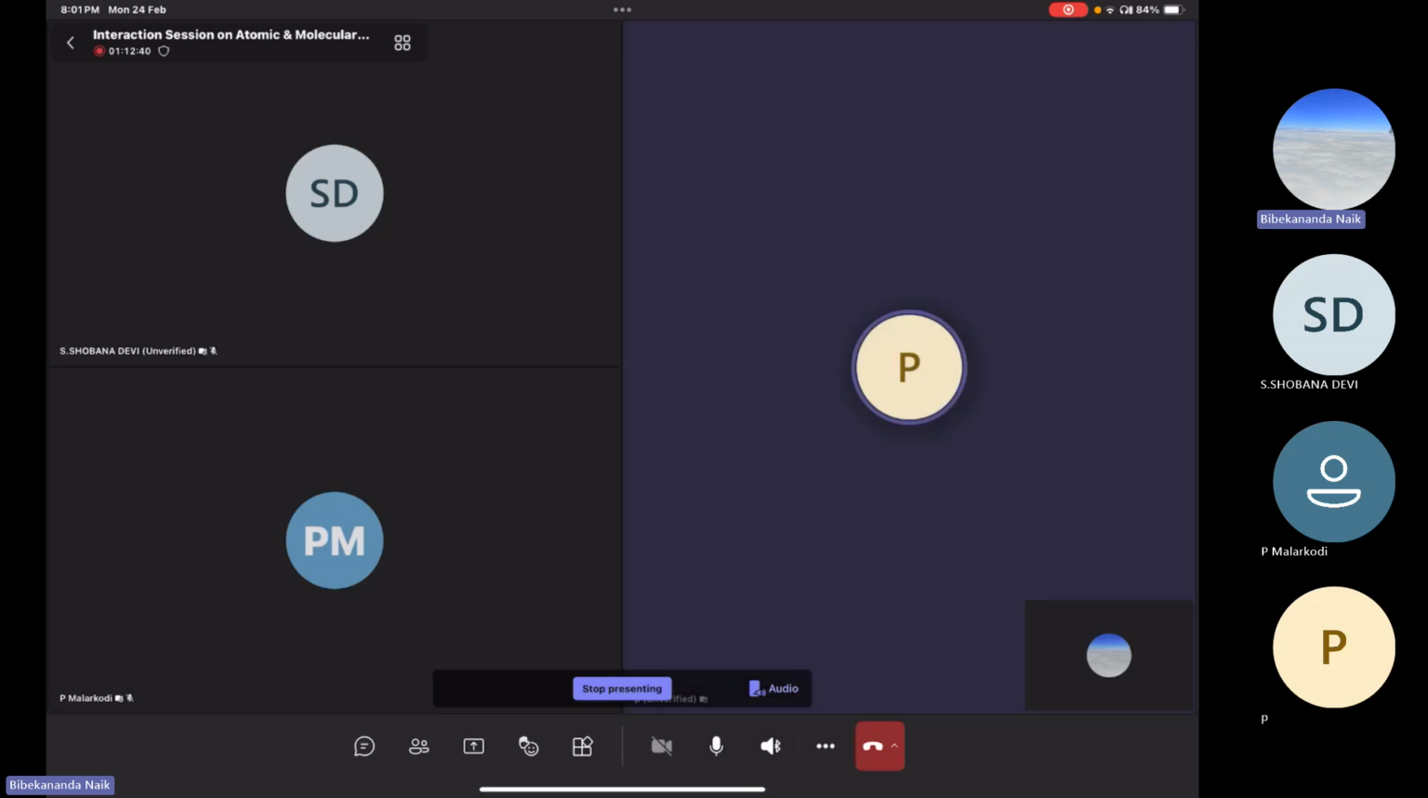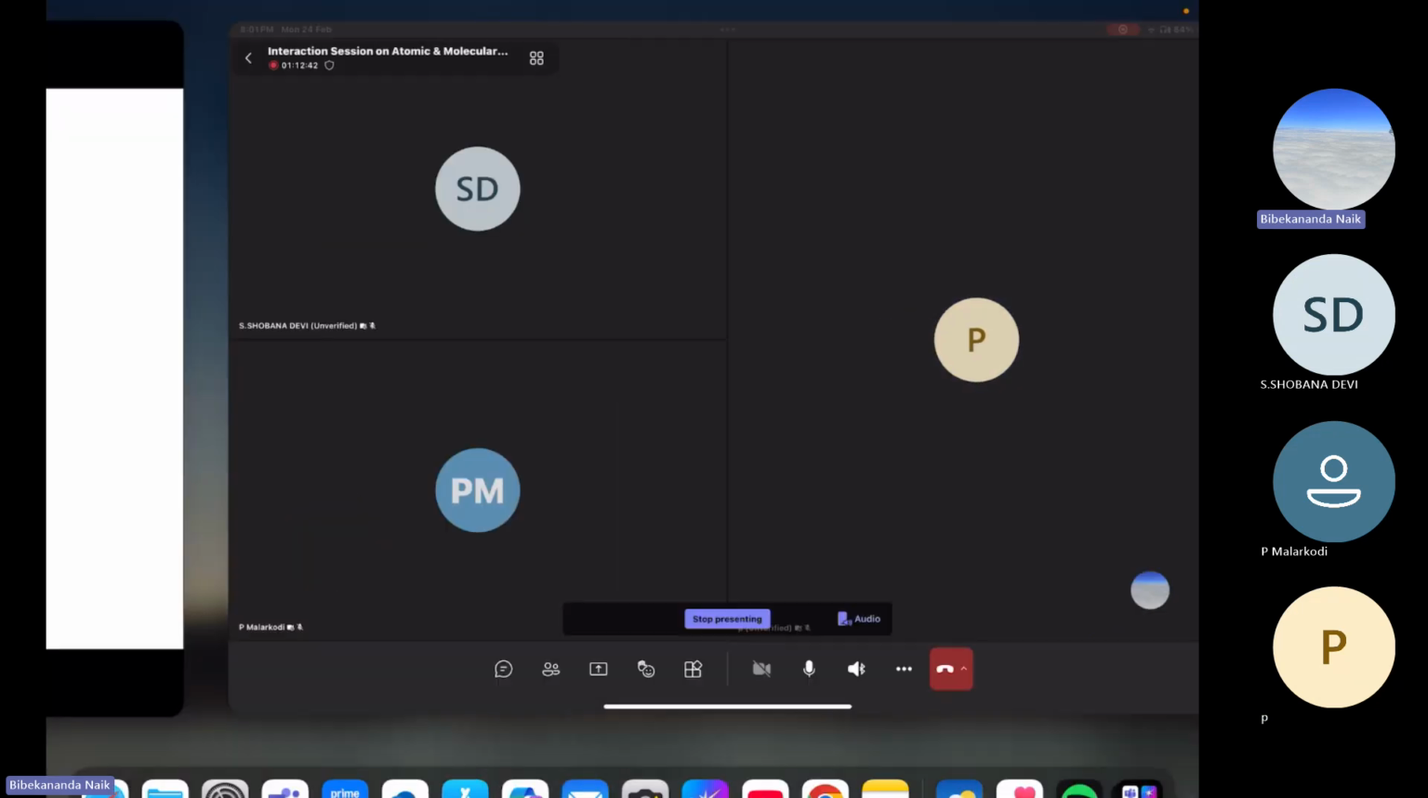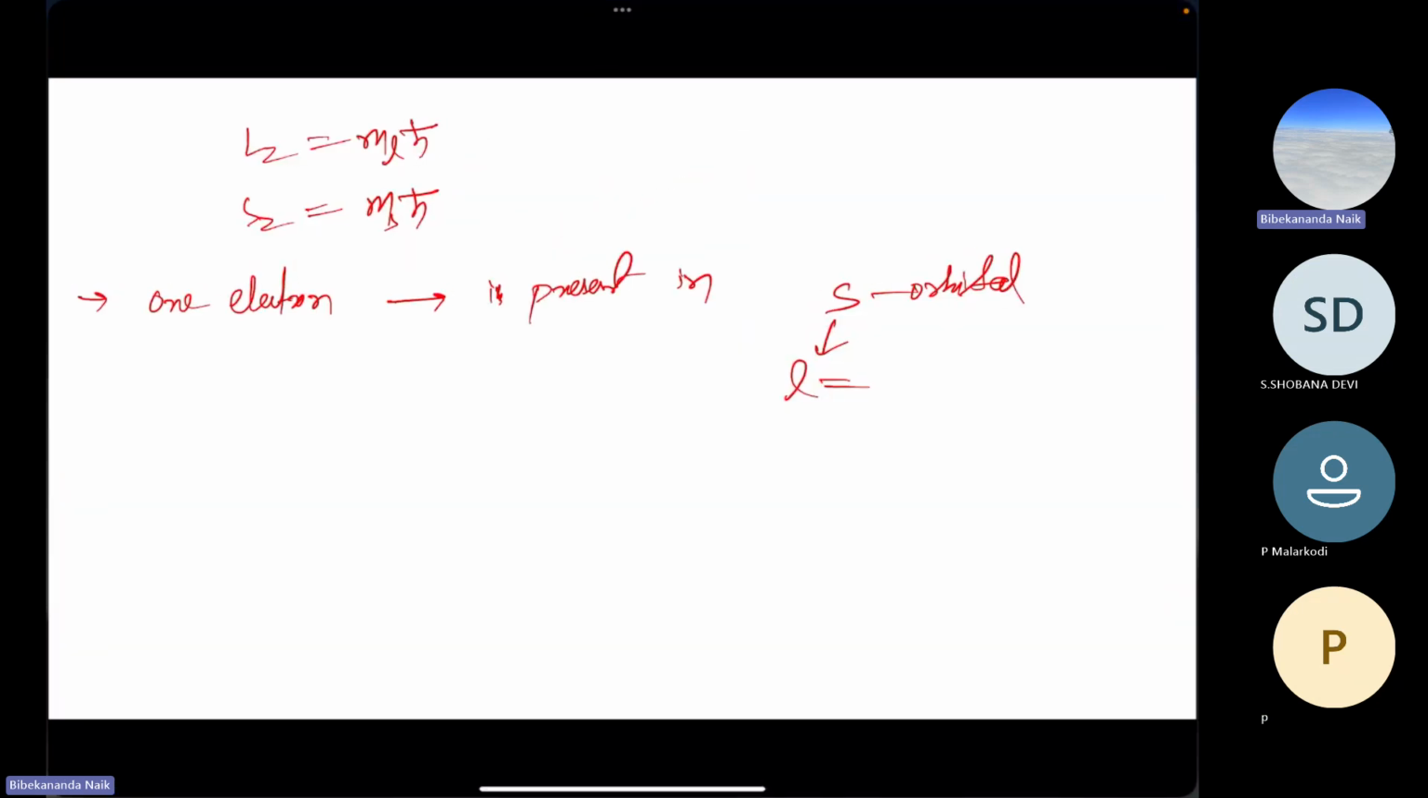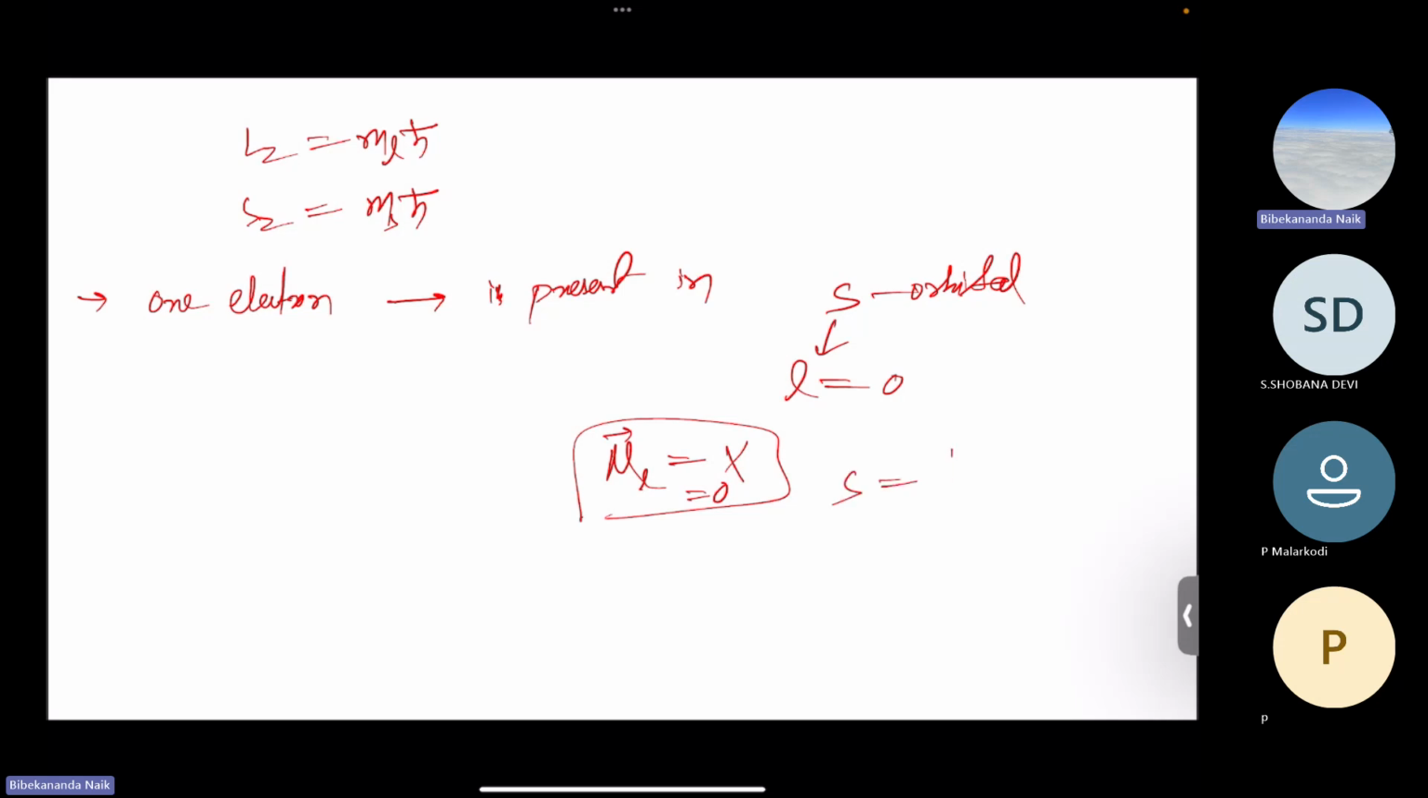Exactly. So L equals 0 because the s orbital is spherically symmetric. Since L equals 0, will there be any orbital magnetic moment? No, the orbital magnetic moment will be 0 because L equals 0. But if you talk about the s orbital, we have spin magnetic moment, because for an s orbital the spin is always half for an electron, is it not?